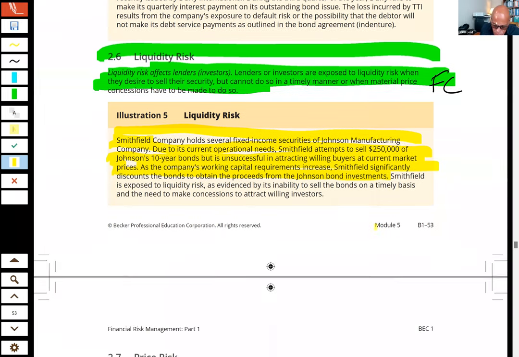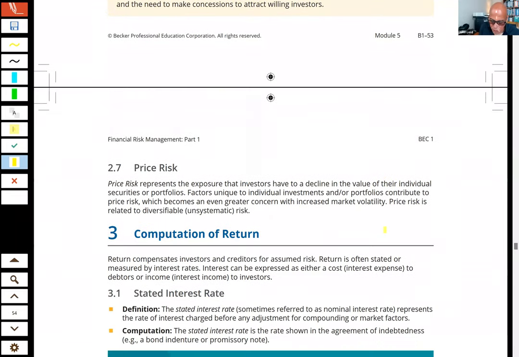Price risk, coming over to the next page, represents the exposure that an investor will have a decline in the value of their individual securities portfolios. Factors unique to individual investments or portfolios contribute to price risk, which becomes an even greater concern with increased market volatility. Price risk is related to diversifiable risk. And again, if these move in different directions, you can diversify out of some of that price risk.